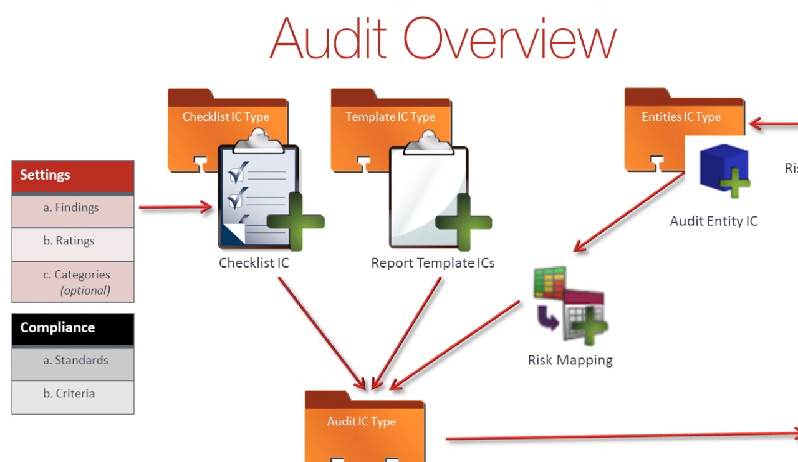So a checklist combined with a report template, because you want a standardized template, makes an audit. It's when you bring in the entity that you can say, I want to use my standard audit to audit a specific entity, such as a department or a supplier or a process or a system, like a quality system, document control systems, or I can audit even a product in MasterControl. Those entities are really flexible.